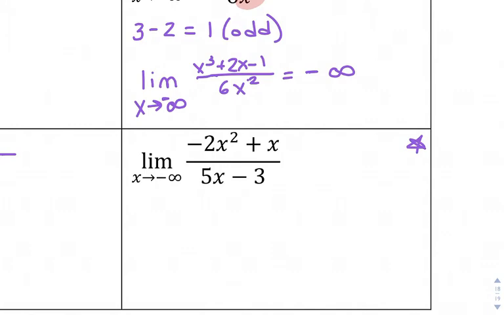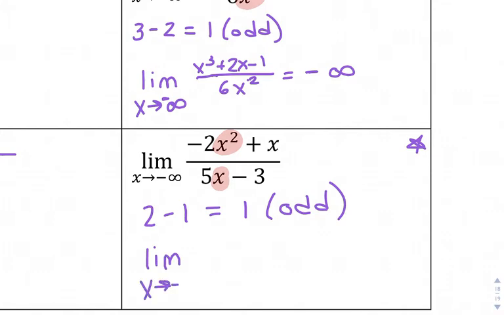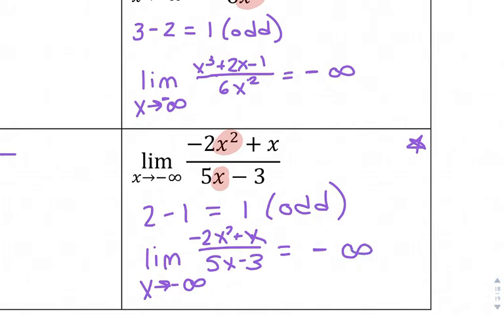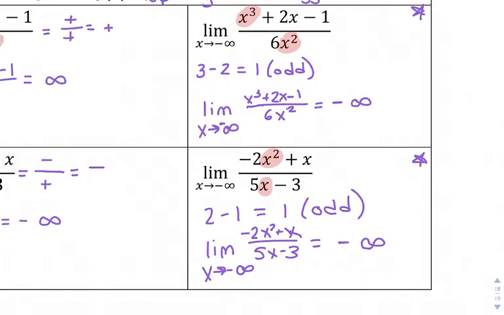Looking at the next one, degree on top is x squared, degree on bottom is just x, so 2 minus 1 is 1, which again is an odd number. Therefore, as the limit approaches negative infinity of this function, I know it's going to go towards negative infinity because when I subtract the exponents, it's an odd number.